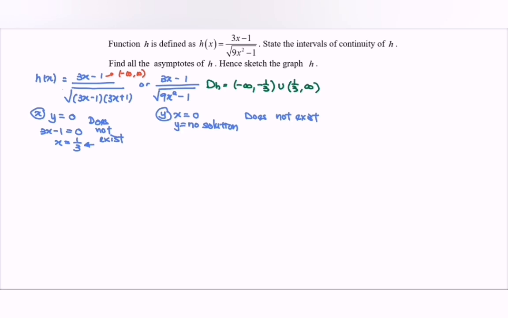Next, continue. Find the vertical asymptote. The limit when x approaches negative 1 over 3 from the left, the limit when x approaches negative 1 over 3 from the right, the limit when x approaches 1 over 3 from the left, and the limit when x approaches 1 over 3 from the right. Kindly substitute the function, where we have 3x minus 1 over the square root of 3x minus 1, 3x plus 1. So repeat for the other cases.